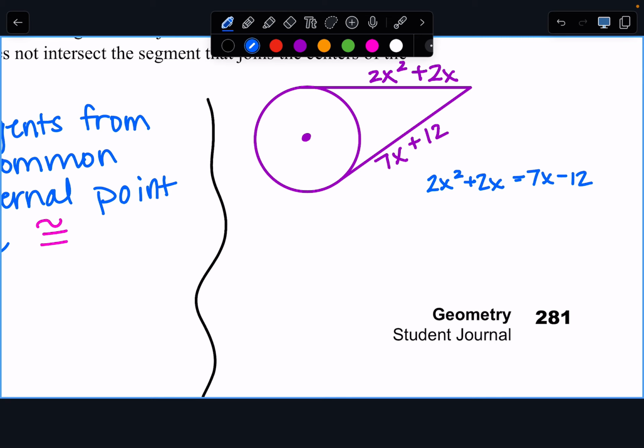Now, in the problem we did when we solved for r, the r squareds cancel. That's not going to happen here. So since we have an x squared, what must we do? We need to set this equal to 0 so that we can factor.